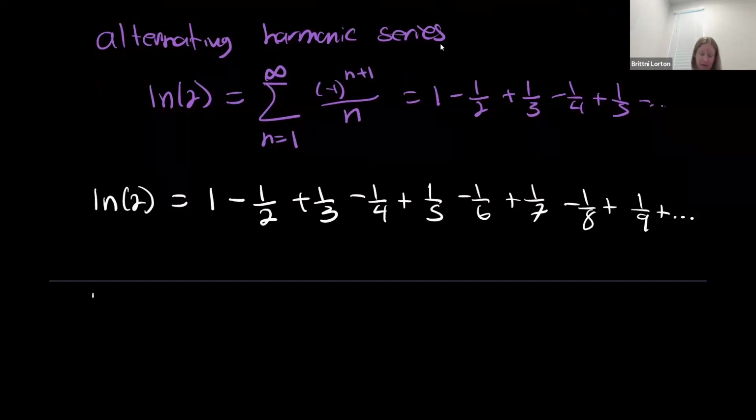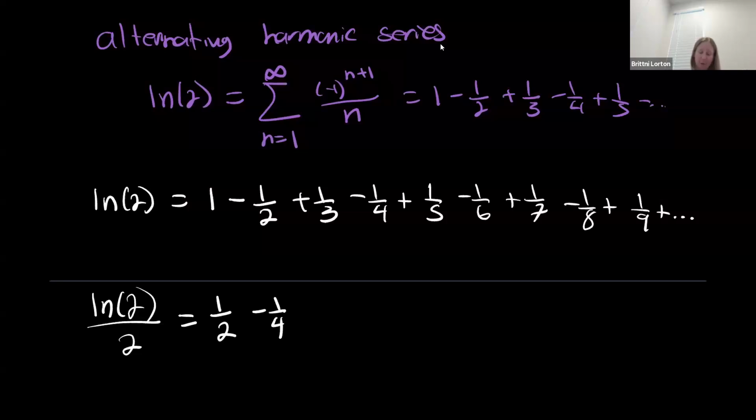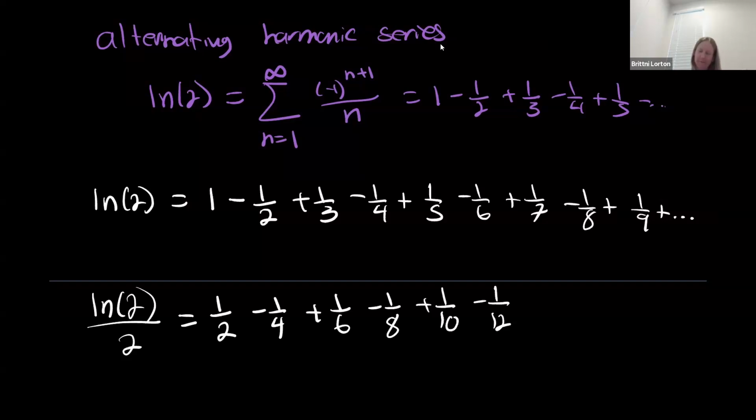If I do that, I end up with ln of 2 divided by 2 is equal to, just dividing each term by 2, 1/2 minus a fourth plus a sixth minus an eighth plus a tenth minus a 12th plus a 14th minus a 16th. I'm going to run out of space, etc., etc. So I can do that forever.